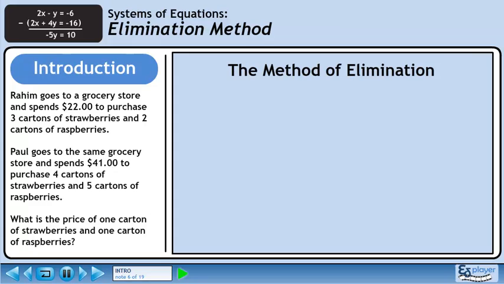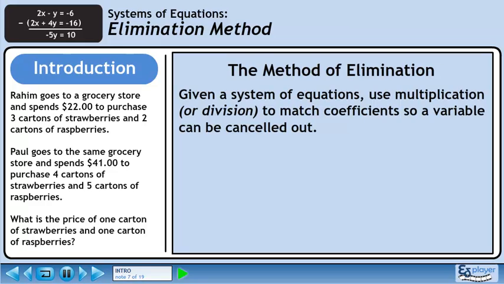The method of elimination is what we'll use to solve this problem. Given a system of equations, use multiplication or division to match coefficients so a variable can be cancelled out.